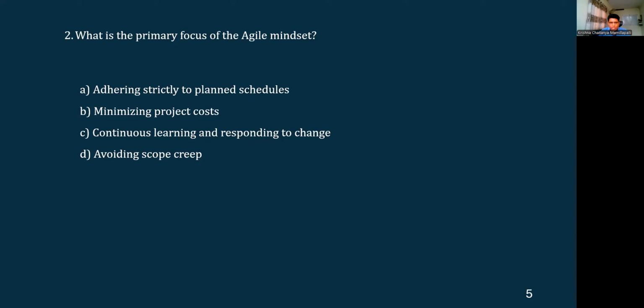And the second option is minimizing project costs. While Agile can help optimize costs by focusing on delivering what is valuable, cost minimization is not the primary focus of Agile Mindset. Delivering value to the customer takes priority.